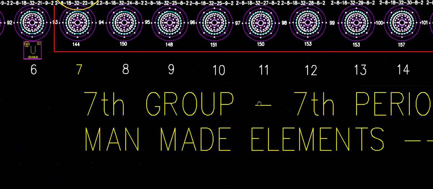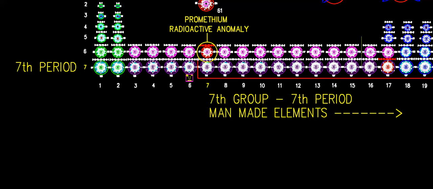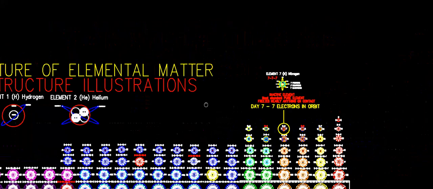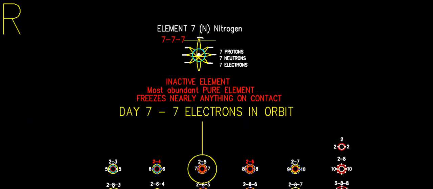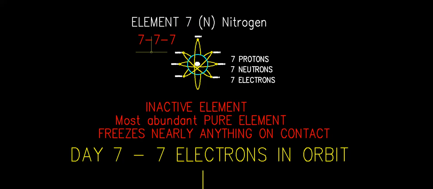Now let's take a look at the third 7 in this structure, the 7th element, nitrogen, which can be represented numerically by 777 because it consists of 7 protons, 7 neutrons, and 7 electrons. If anyone has taken a basic chemistry class, the first experiment you are likely to see with nitrogen is how it can freeze just about anything instantly. Nitrogen is also what is called an inert or inactive element. It is the most abundant pure element on our planet.